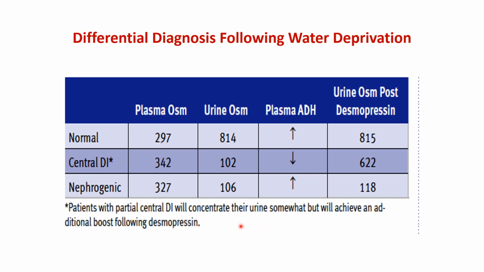Sometimes, if you have partial central diabetes insipidus, where there is a little bit of ADH, the symptoms are not that severe, and the effect will be better when you give desmopressin, which is the ADH analog.